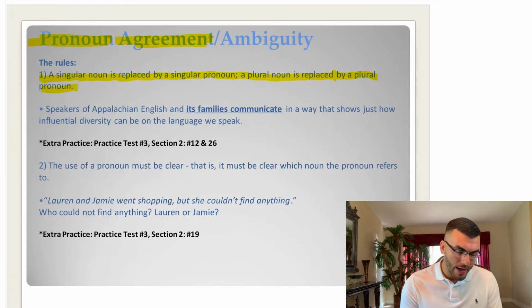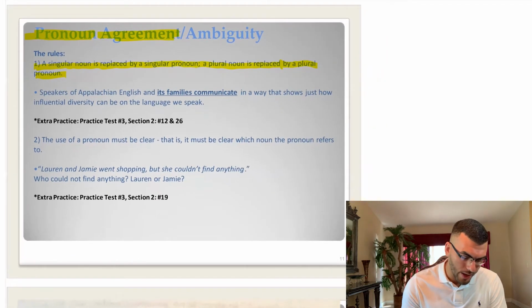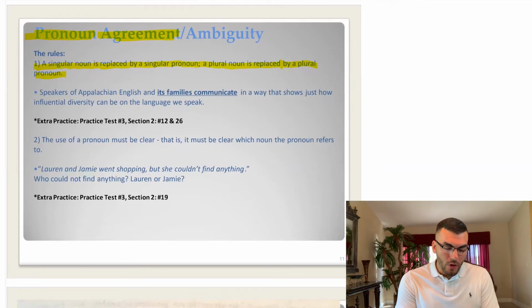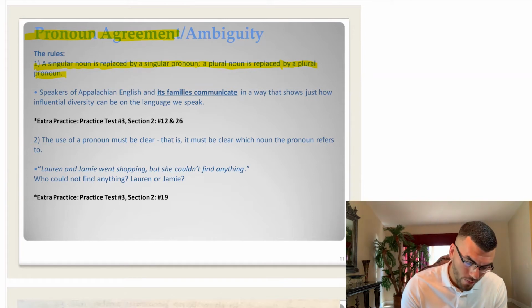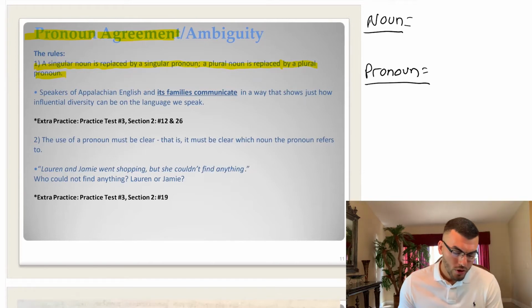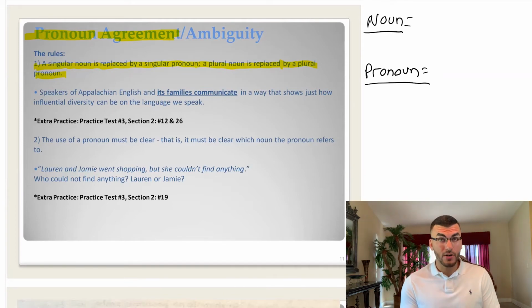So let's look at an example right here on the slide. Speakers of Appalachian English and its families communicate in a way that shows just how influential diversity can be on the language we speak. So let's identify my noun. Let's identify my pronoun, and then let's match them up. So the pronoun is in the underlined portion. That's usually the case with these questions. So what's the pronoun in that underlined portion?